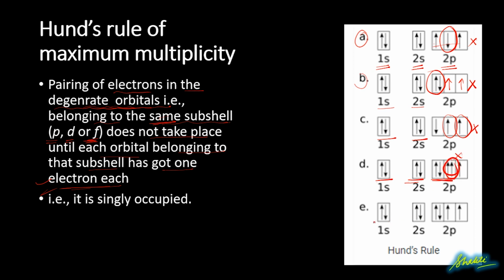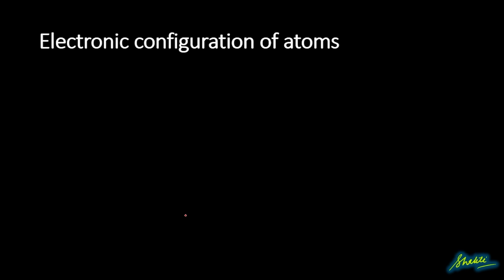Here is the case where all the things are right. 1s is completely filled, 2s is completely filled, and 2p is first singly filled and then filled doubly by opposite spin, so E is the right answer. So pairing of electrons in the degenerate orbitals does not take place until each orbital belonging to that subshell has got one electron and is singly occupied. So this rule we have to follow.